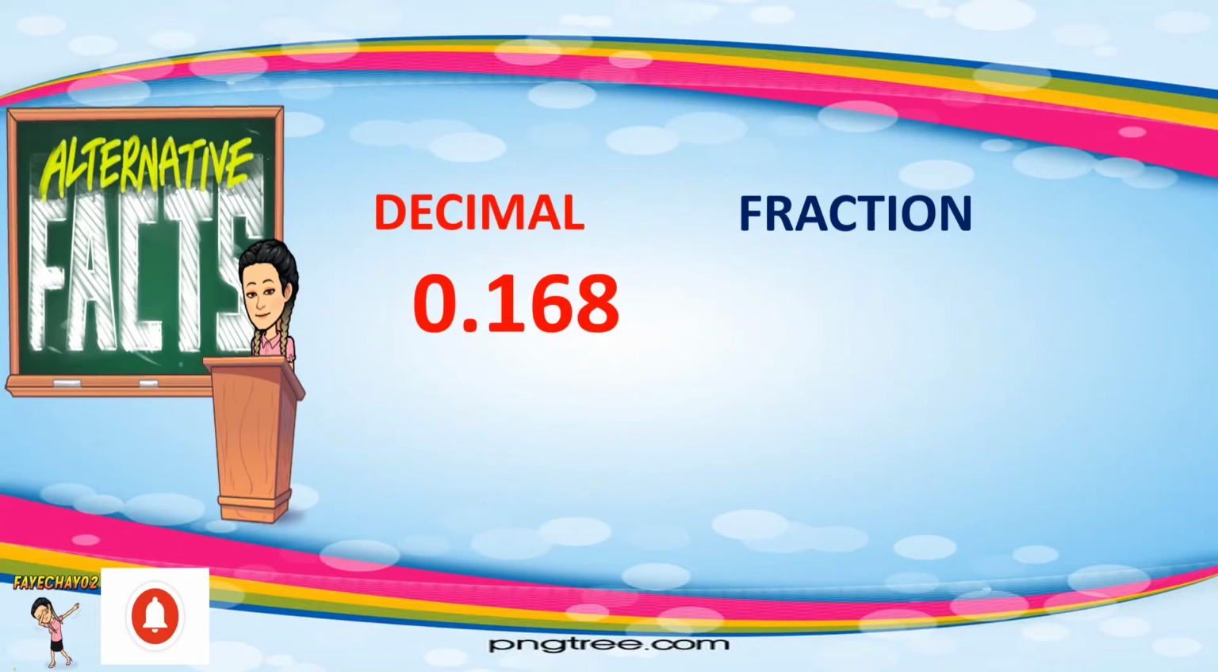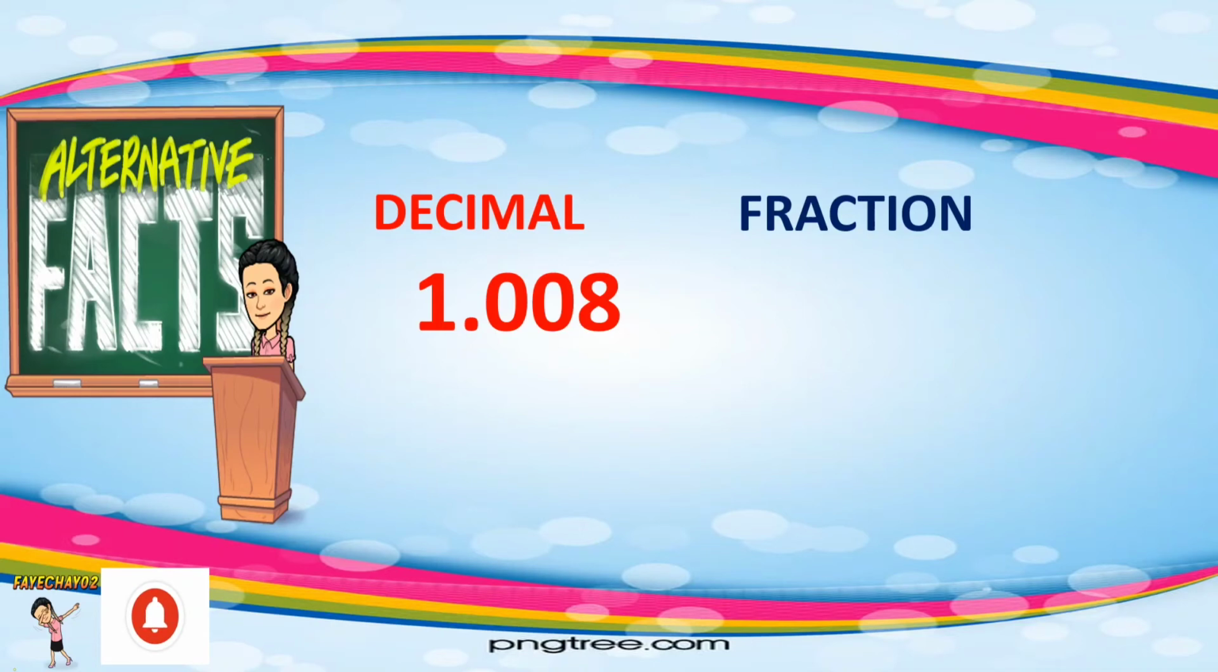Another one, we have 0.168, or 168 thousandths. So again, 168 will be the numerator, and the smallest place value is thousandths, so the denominator is 1000. So 0.168 is written as 168 thousandths.